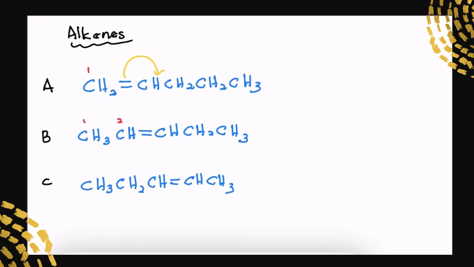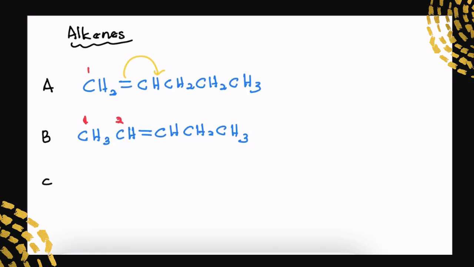We have to number these carbons to give the lowest number for the functional group. In this case, the functional group is C double bond C. For B, we start numbering from here 1, 2, so the double bond gets number 2. But for C, we need to start numbering from here 1, 2. So the double bond gets carbon number 2. Because of that, C is similar to B. We cannot propose this. This structure is not accepted.